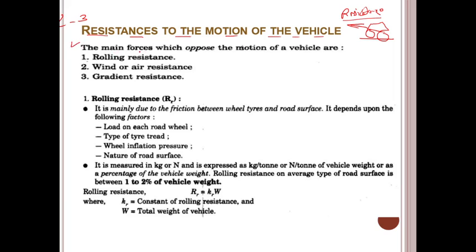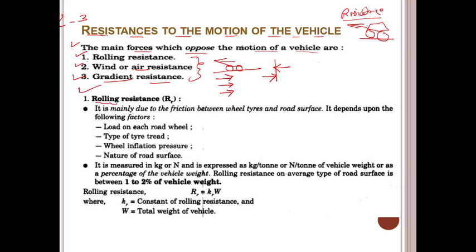The main forces which oppose the motion of the vehicles. When the vehicle is moved from one place to another place, what type of forces oppose it? Look here: rolling resistance, wind or air resistance, and third is gradient resistance. These are the three resistances that oppose the vehicle's direction. Suppose the vehicle moves in this direction, then these three resistances act in the opposite direction.